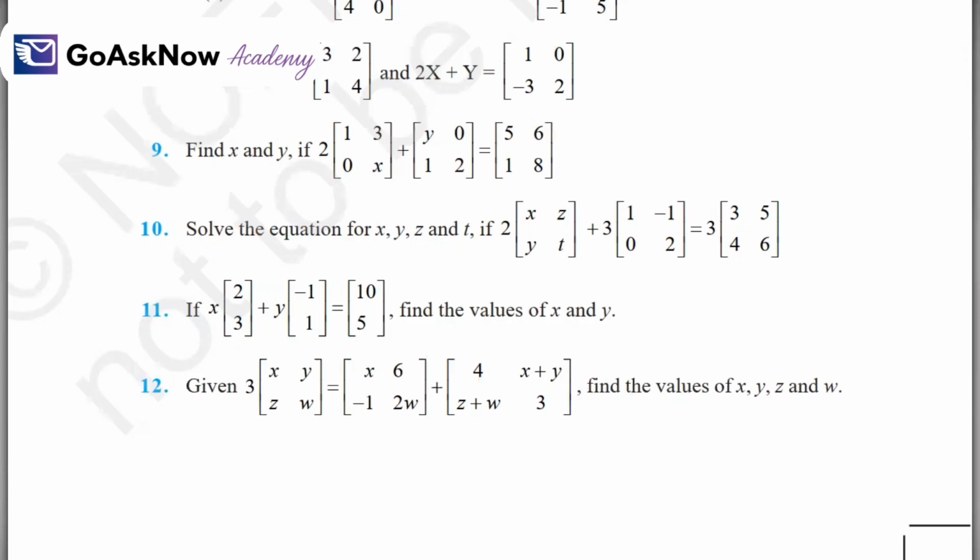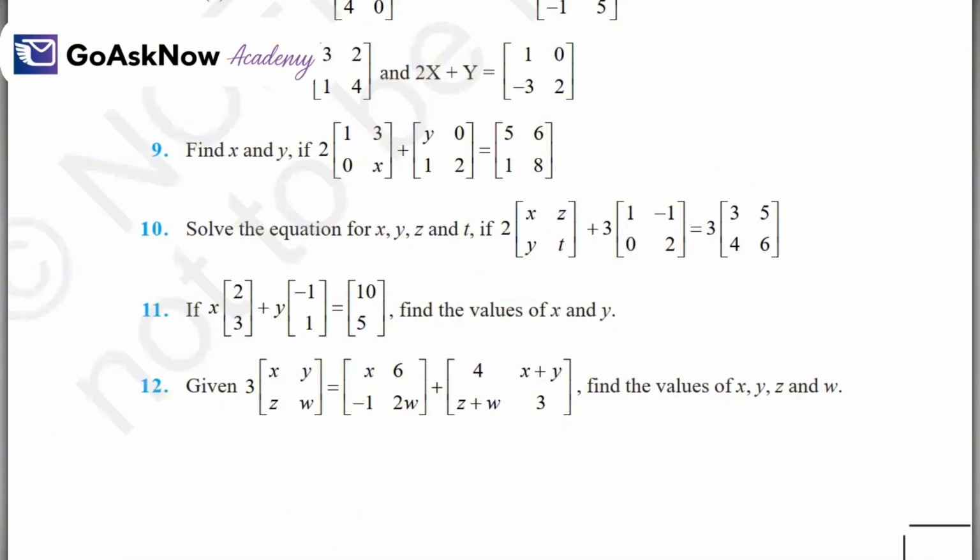Now the 11th question is x y into 2 by 3 plus y into minus 1 by 1 is equal to 10 by 5. This is also similar to the ninth question, because here you have to compare the left hand side matrix to the right hand side matrix elements. That is also a very easy one.